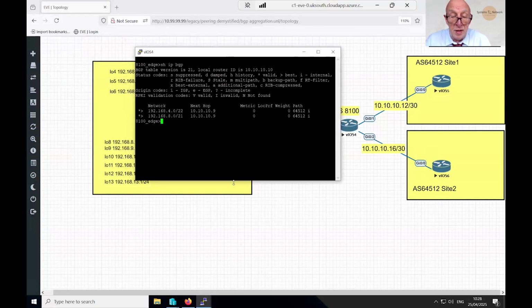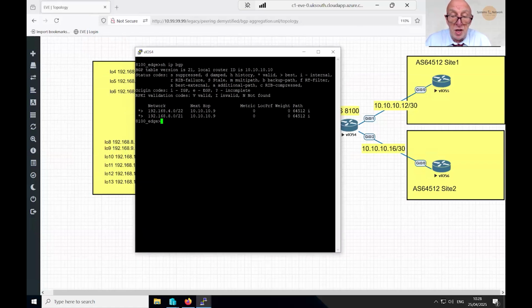But you can see there that 192.168.4.0 has been summarized. So hiding behind this mask, there is 192.168.4, 192.168.5, 192.168.6. Hiding behind this mask here is 192.168.8, 9, 10, 11, 12, 13. So it might be a trivial example, it's not. It is. But instead of having 8 or 9 lines, you've just got 2. I mean, it's better.